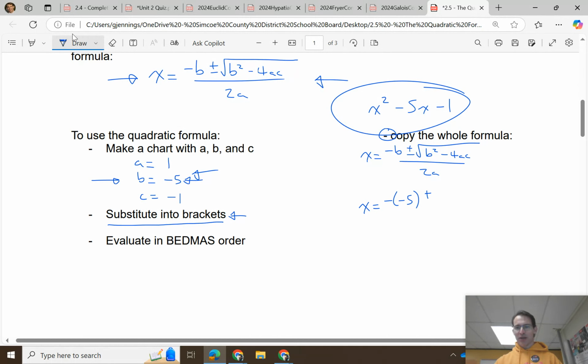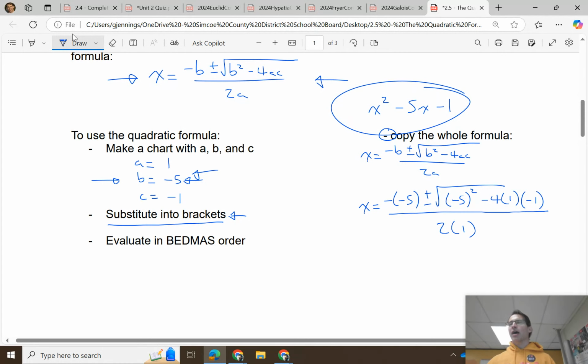So anyway, plus or minus the square root of, put it in brackets again, b squared. Negative 5 in brackets squared, is it positive 25 or negative 25? Tell me now, I need to know. This is positive 25. Good. It's going to be positive every time because we're squaring the whole value of b. That includes the sign. You see it clearly when you substitute into brackets. Minus 4 times, put it in brackets, 1. That's a. Put it in brackets c, minus 1. All over 2 times a.